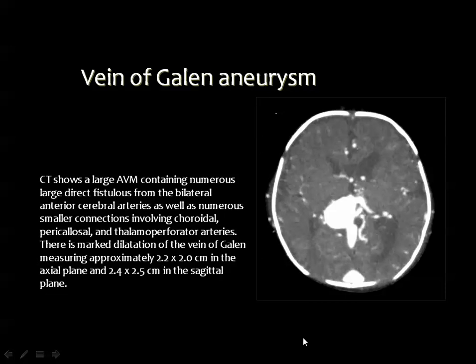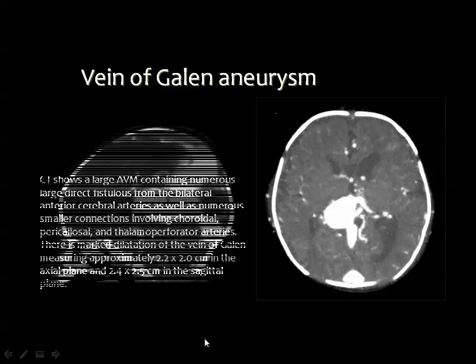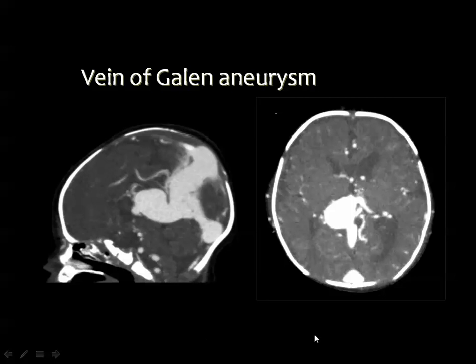This is a CT angiogram of a patient with vein of Galen malformation, and you see the markedly or aneurysmally dilated structure in the region of the vein of Galen, which is drained through the straight sinus. Then the reconstructed image, and you can show nicely the region of the malformation and the drainage sites.